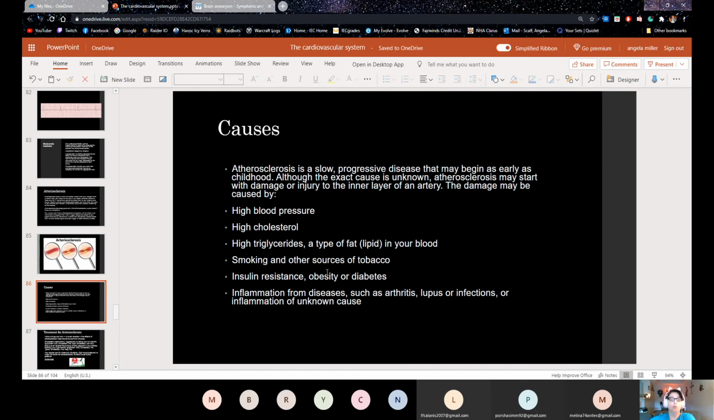And obesity, like I said, obesity is a big issue. Obesity leads to a lot of medical complications. And then there are causes a lot of times that we can't necessarily control. Some types of arthritis and lupus can cause inflammation that causes that. So those would have to be treated with medicine, but it's not something that the patients brought upon themselves.